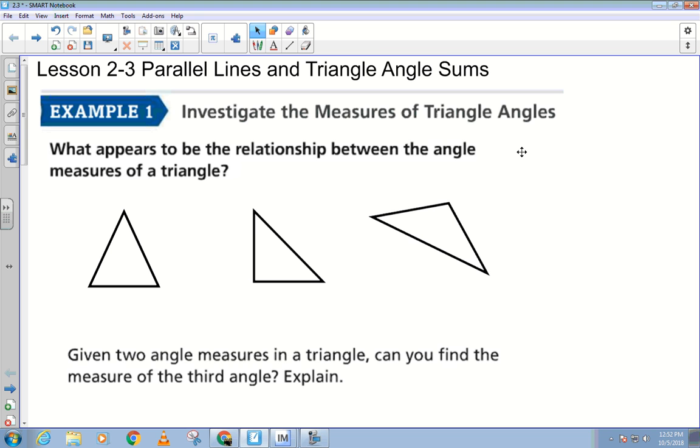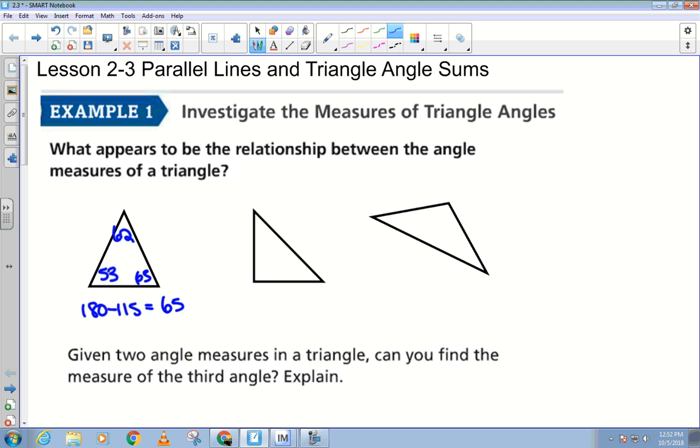Okay, so let's say that I made this angle right here 62, and I made this one 53. What would I do? Okay, so add these two together, which would be 115, and subtract from 180, right? So what is 180 minus 115? 65. Okay, so 65.